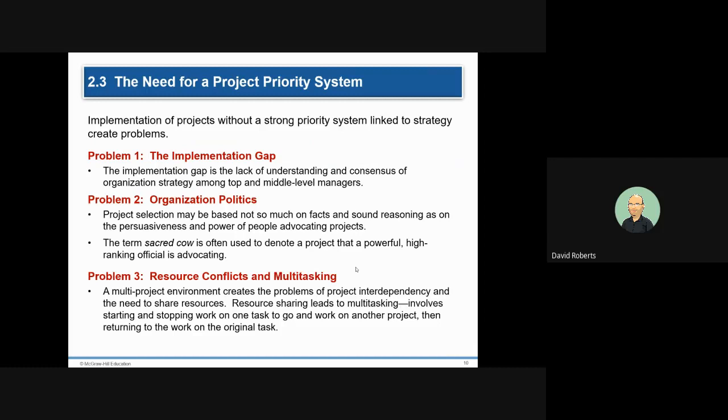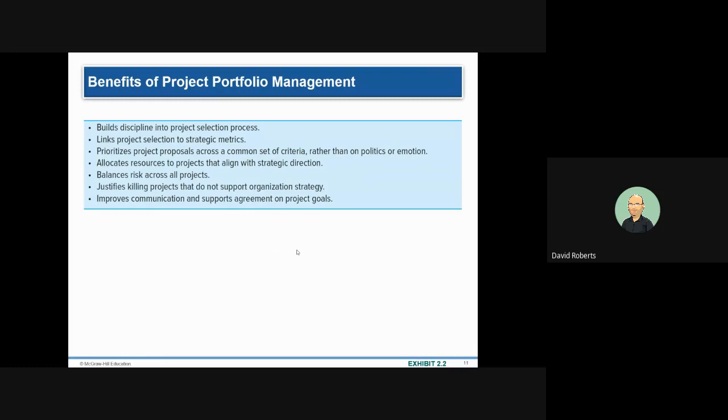So problem number three, again, conflicts over resources: financial, materials, people. Now, some of the advantages is you build some discipline into your selection process. You have a reason. You build metrics. One of the organizations I present in supply chain is Alaska Airlines, and they have a phrase: if it's not being measured, it's not being managed.